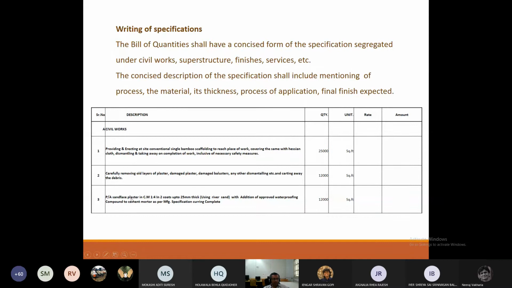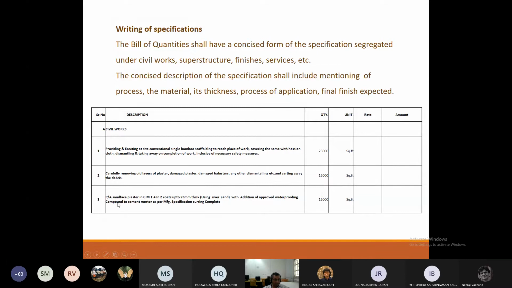Providing and applying sand-faced plaster in the cement mortar ratio of 1:4 in 2 coats up to, look at the detailing that is given, up to 25 mm thickness using reverse sand with additional approved waterproofing compound to cement mortar as per the manufacturing specifications, curing complete.